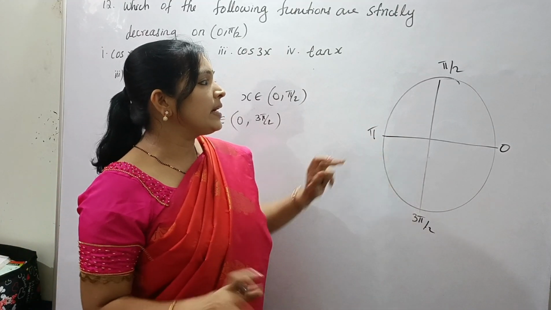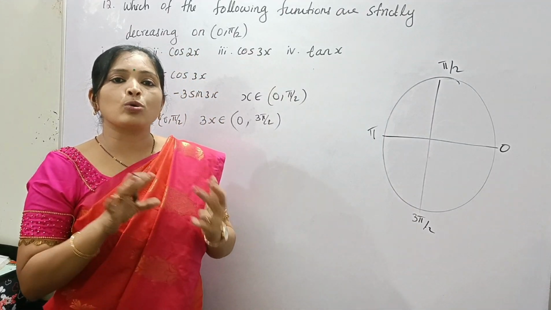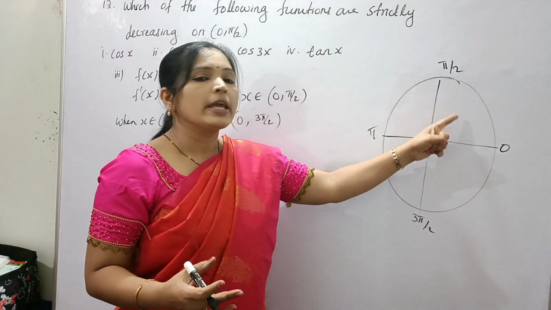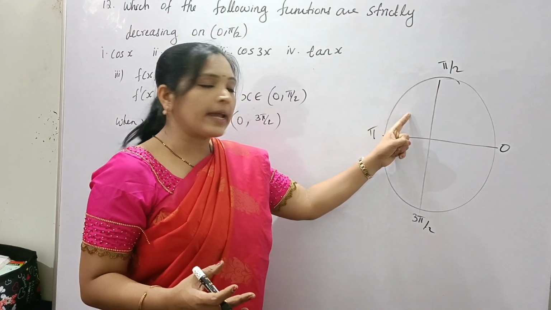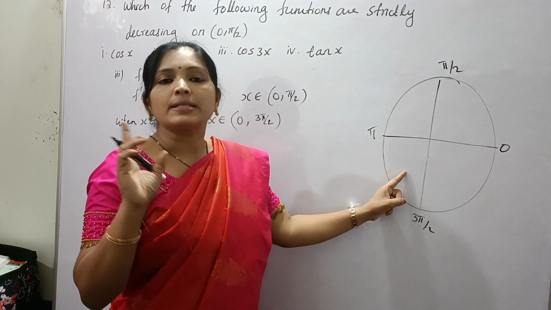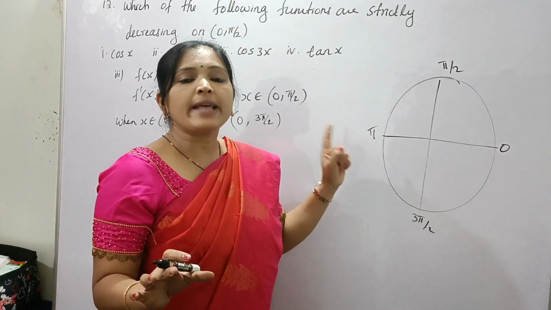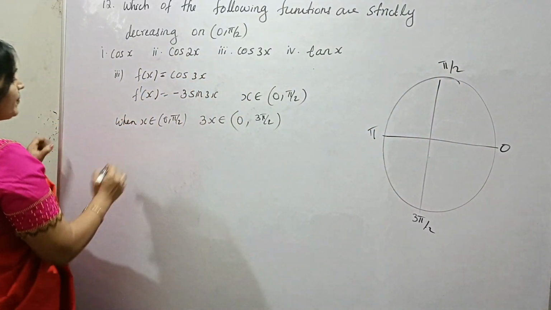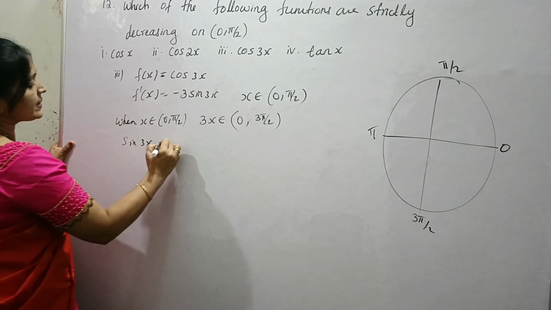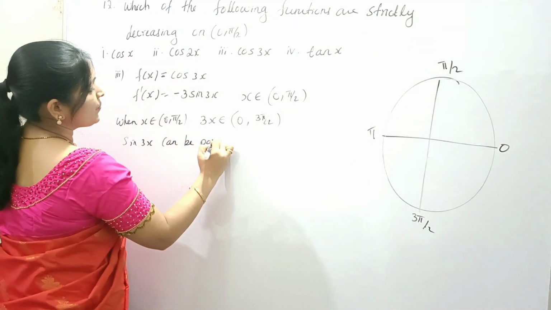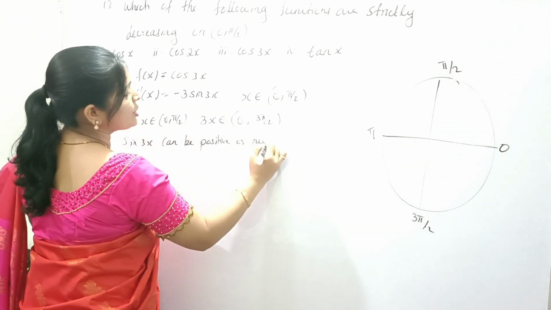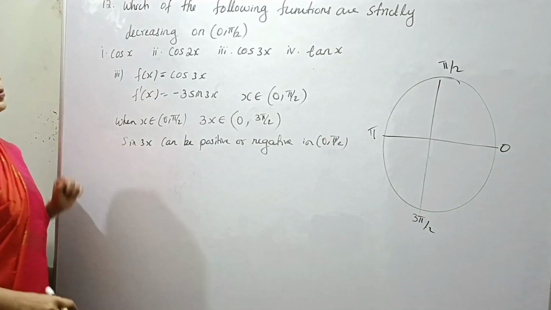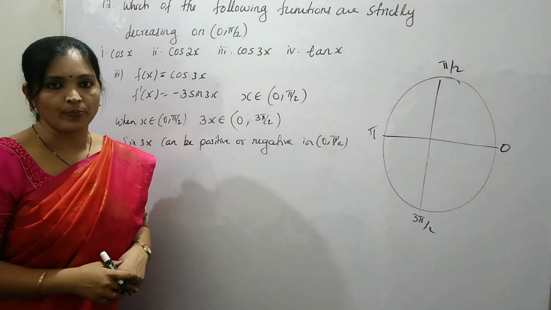Therefore, we can say this sin x can be positive or negative in the interval 0 to 3 pi by 2. Why? Because in the first quadrant, sin x is positive, second quadrant, sin x is positive, third quadrant, sin x is negative. So here sin 3x can be positive or negative in the interval 0 to pi by 2.